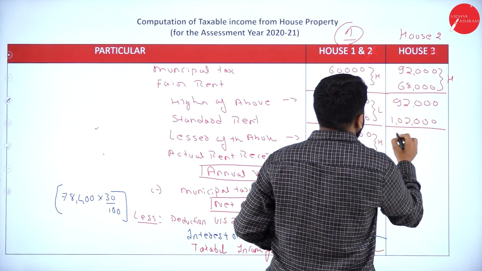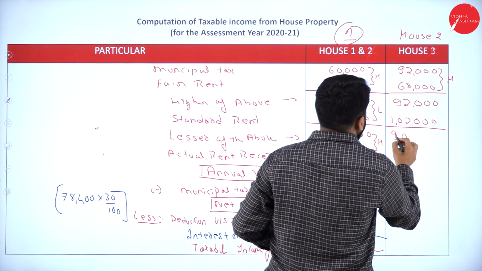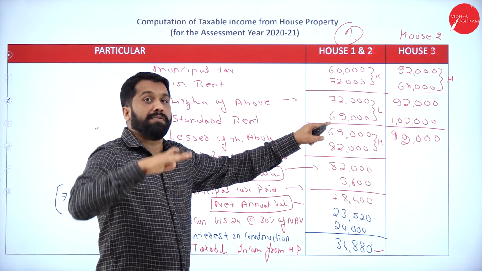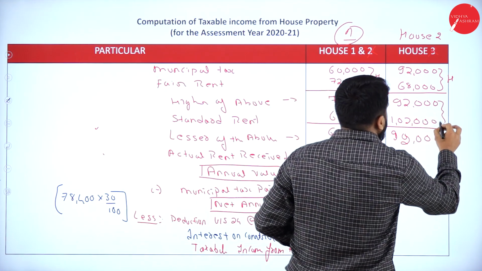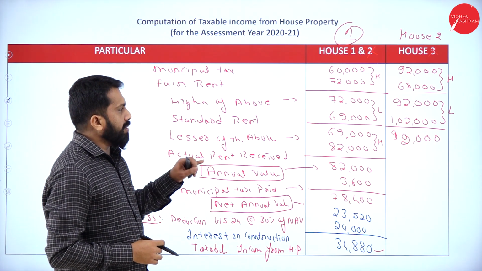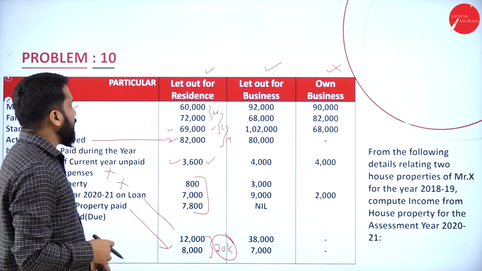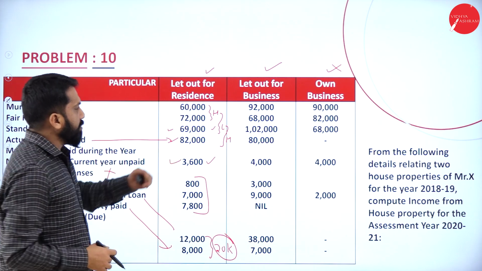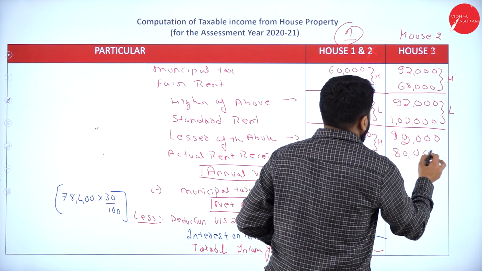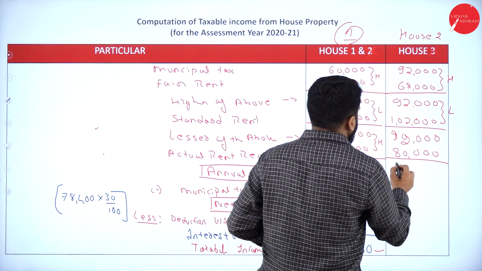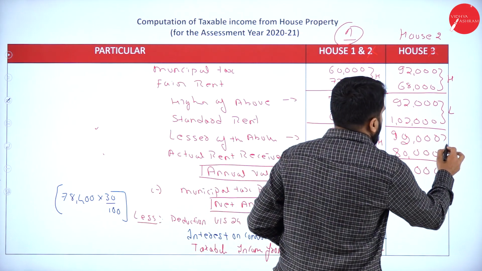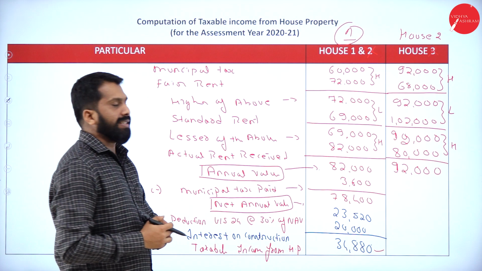1,02,000. Now compare how much you got. Whichever is lesser, you will get around 92,000. 1,02,000 and 92,000. The second part will be what? Whichever is less. So out of this, if you calculate whichever is less, you will get around 92,000. Now, from 92,000, you compare your actual rent received. What is your actual rent received? The actual rent received is 80,000. Now, compare 80,000 and 92,000, whichever is higher. Hope up to this there is no doubt.